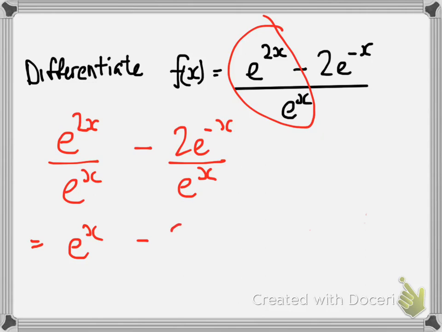Over here we've got minus 2. Okay, so we've got e to the minus x divided by e to the x. Subtract the indices. What's negative x, sorry, take another x? Negative 2x, so we get e to the negative 2x. Okay, so that's our f of x. Therefore, f dash x. Aidan, derivative of e to the x? E to the x.